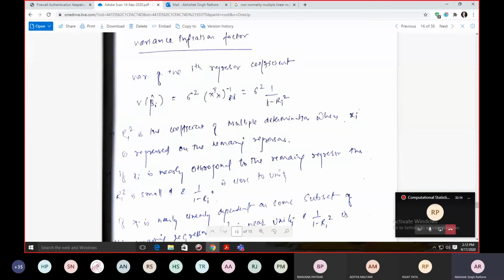So 1 upon 1 minus Ri square is your variance inflation factor, and if this factor is greater than 5, then we can say there is a certain probability that multicollinearity exists. And if it is greater than or equal to 10, then you can say that you are 100% sure that multicollinearity is exactly available in your data. Fine.